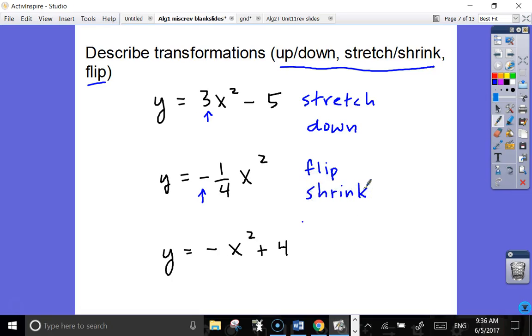Okay, how about this one? What's the negative going to do to it? Flip. And the +4 means? No. Up. Remember, if you add or subtract a number after, that's a vertical shift. Plus means up, minus means down. The stretch and shrink don't move it up or down. They either make it skinnier or fatter. That's it. Right? Okay, next.